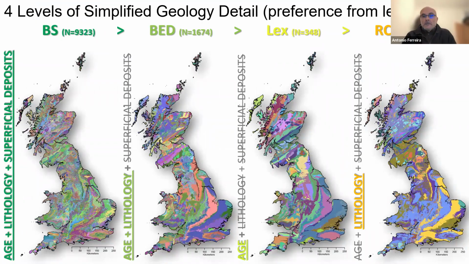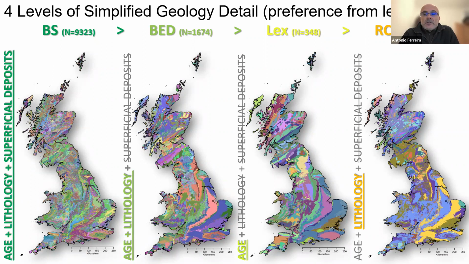The level of complexity of the 4 simplified geology layers can be observed in the 4 frames. They all look similar, but on closer inspection, there is much finer detail in the leftmost groupings and decreasing detail and spatial clustering towards the right.